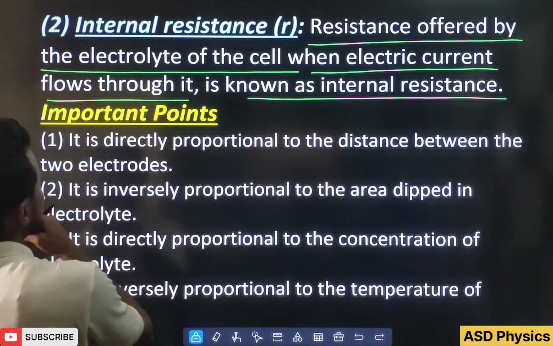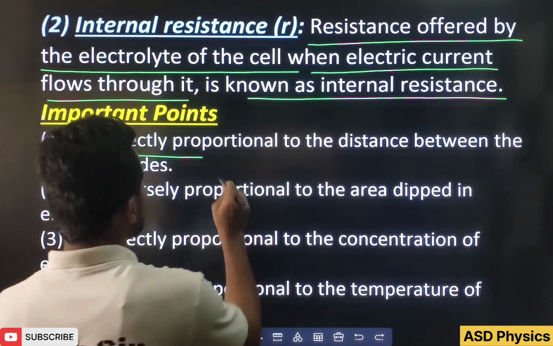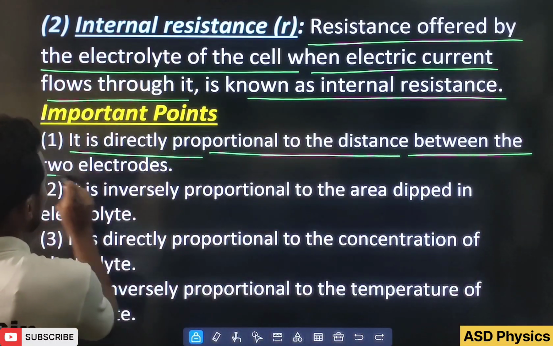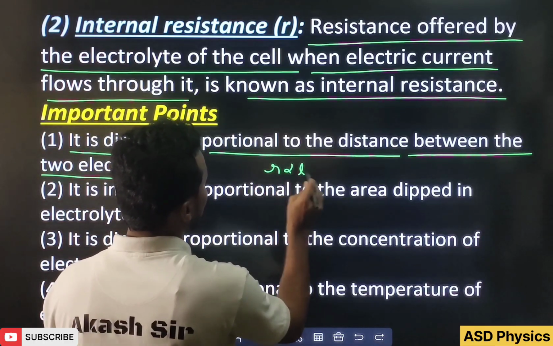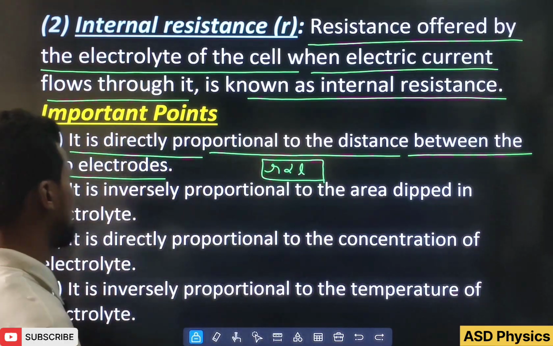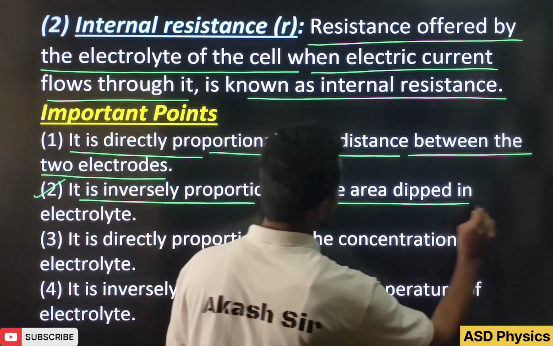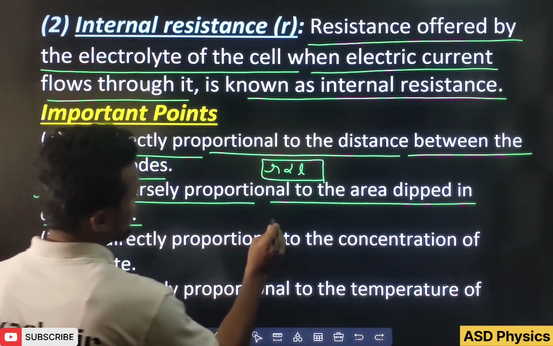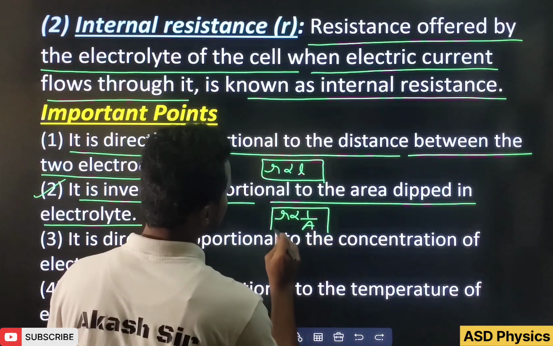Now students, some important points you can see very well. Internal resistance is directly proportional to the distance between two electrodes. That means I can write R directly proportional to L, the distance between two electrodes. Second one, it is inversely proportional to the area dipped in electrolyte. That means R is inversely proportional to A. What is A? A is the area.